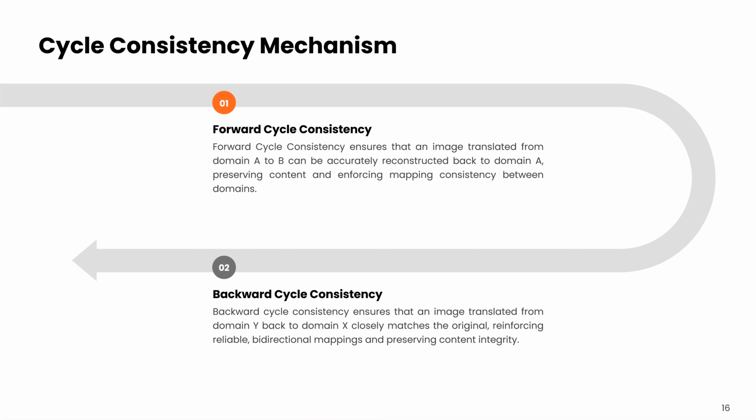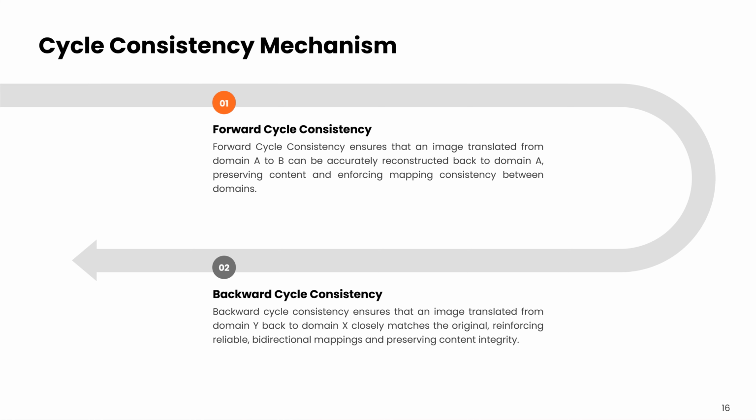If the reconstruction deviates, the forward cycle provides a clear signal that something about the A to B mapping is distorting essential information. In practice, this discourages the model from making arbitrary or content-destructive changes in pursuit of stylistic gains. Backward cycle consistency follows the same logic in the opposite direction. Start with an image in domain Y, translate back to domain X, and then translate again to Y. The final image should be very close to the starting one.